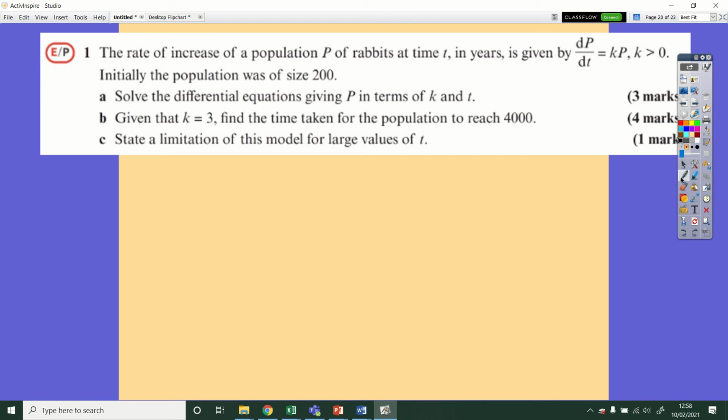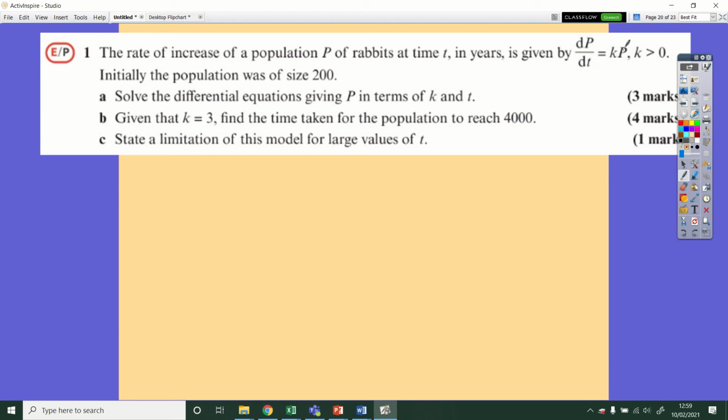So hopefully you've already watched my long video on forming differential equations and you've seen a couple of examples already. So I'm going to use some of the acquired knowledge that we've got in that video to deal with some of these questions. So question 1, you've got the rate of increase of a population of rabbits. We've seen this before, haven't we? Is given by this equation here.